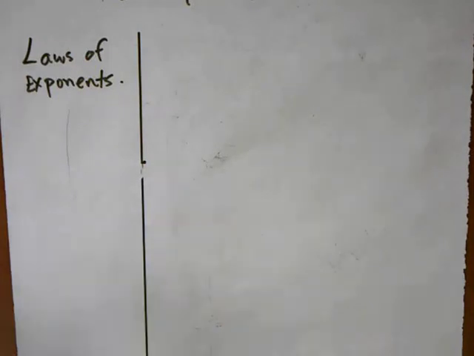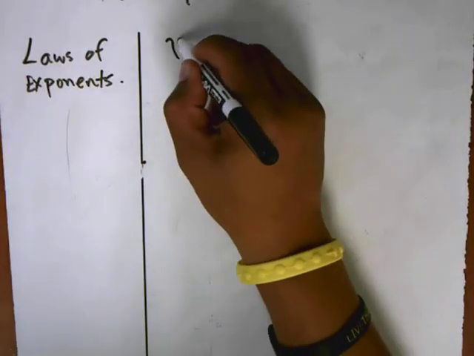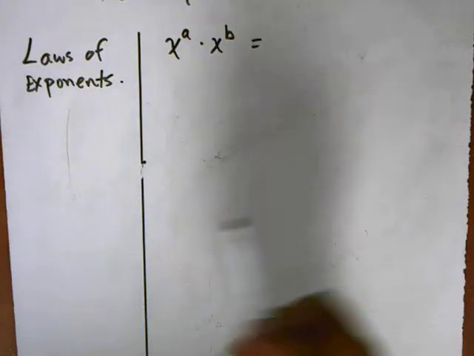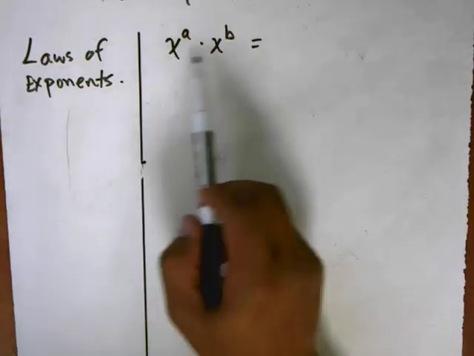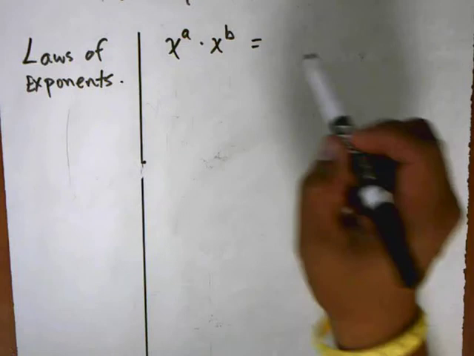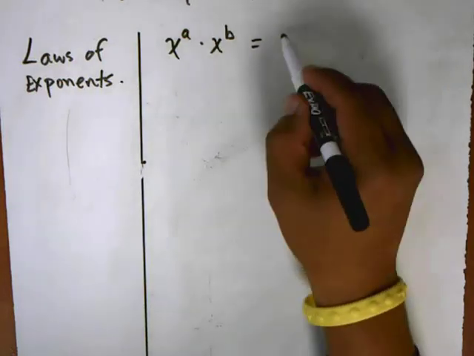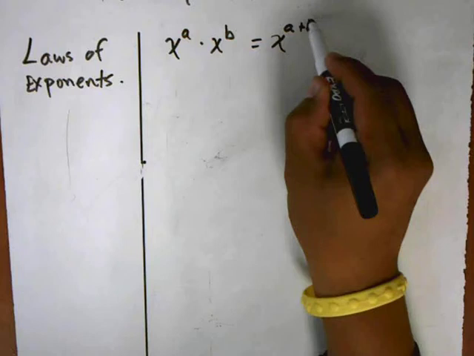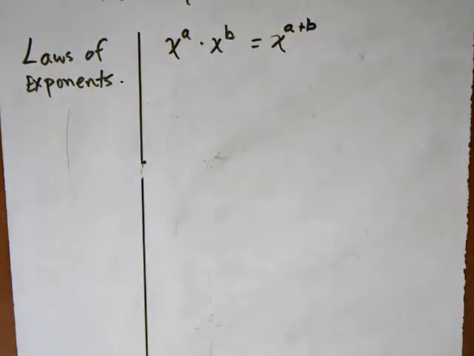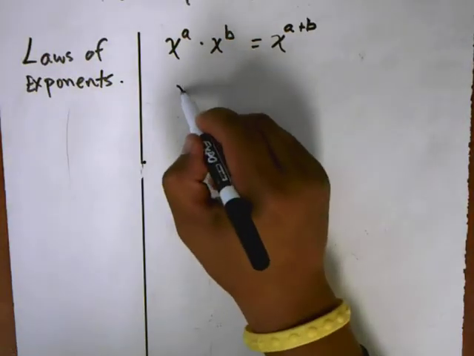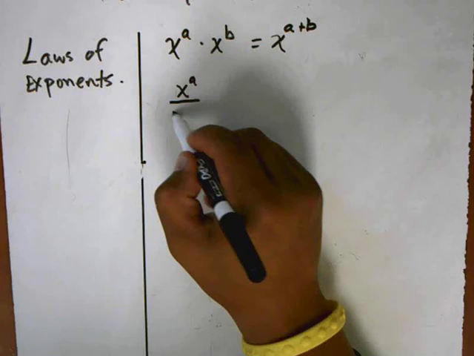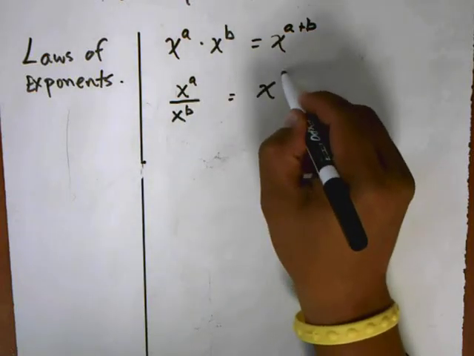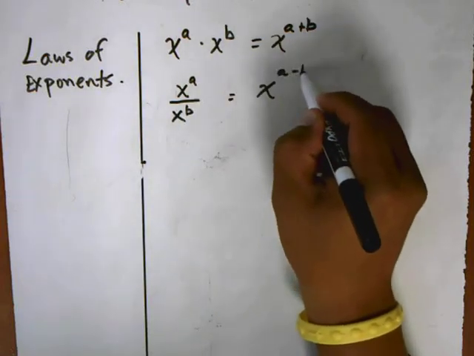So the first law that we have is x to the a times x to the b. Notice that this is the same base. Both of the bases are x. So when you have this scenario, it becomes x to the a plus b. That's one of the laws of exponents. Here's another one. If you have x to the a divided by x to the b, it becomes x to the a minus b.